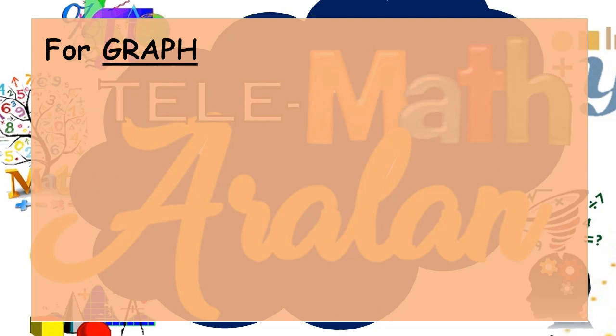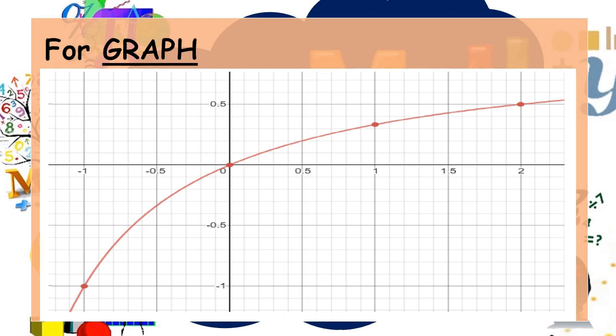For the graph, using the table of values, plot the points in the Cartesian plane and determine whether the points form a smooth curve or a straight line. Using a graphing tool like Microsoft Excel or GeoGebra, here is the obtained graph. It can be observed that the function formed a curve, and the graph of a rational function is a curve.